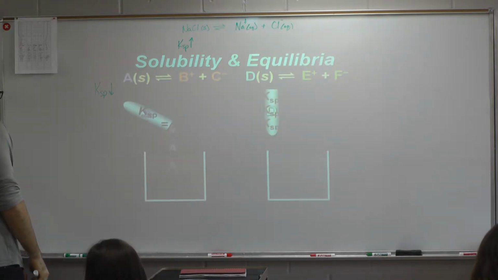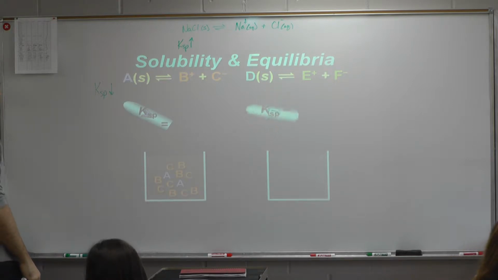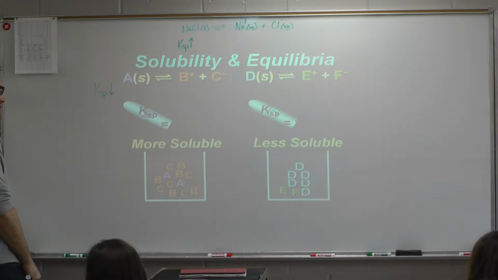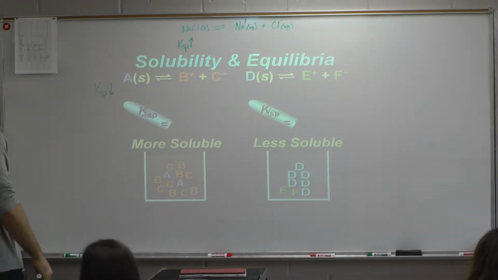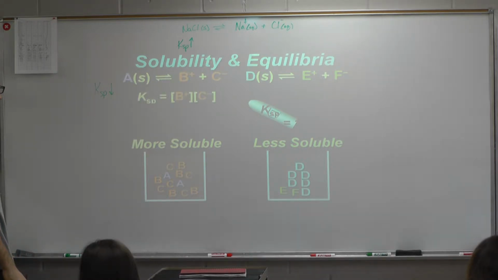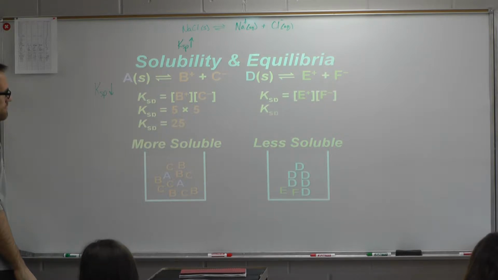And I showed you this example. In here, most of them dissolved, and in this one, only one of them turned into ions. So one dissolved more than the other, more soluble versus less soluble. And what you see then is the K value is larger for the more soluble thing.